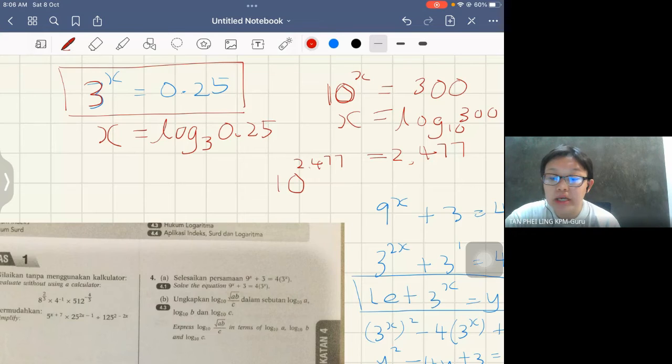So which is why you cannot get the round number, but it is the closest possible one. Okay, so do you understand now that when your x is 2.477, you can solve these tough indices when you use log? So that's the idea of logarithm. So far so good.